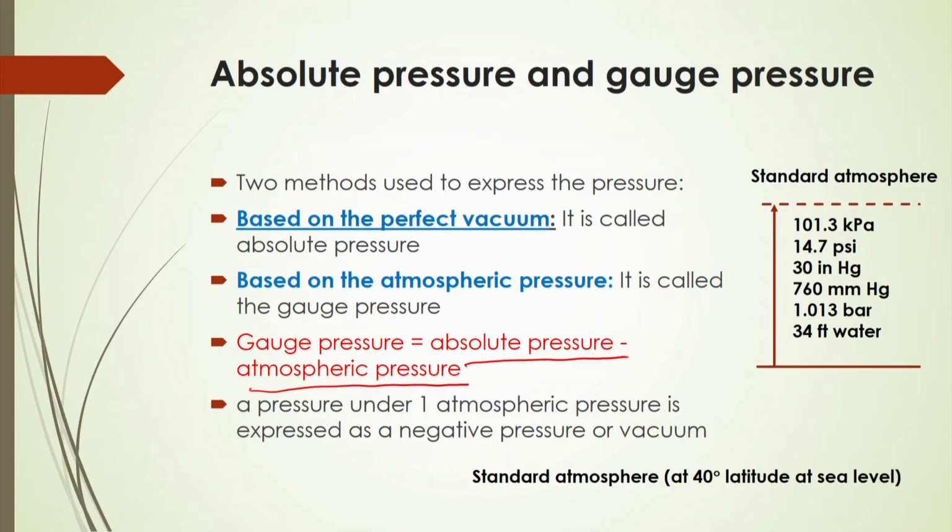These are the different units, or different forms of expressing the pressure. So, all are like this. This is the standard atmospheric pressure, you can say. 101.3 kPa is the standard atmospheric pressure, and that will of course be considered at sea level at 40 degree latitude.